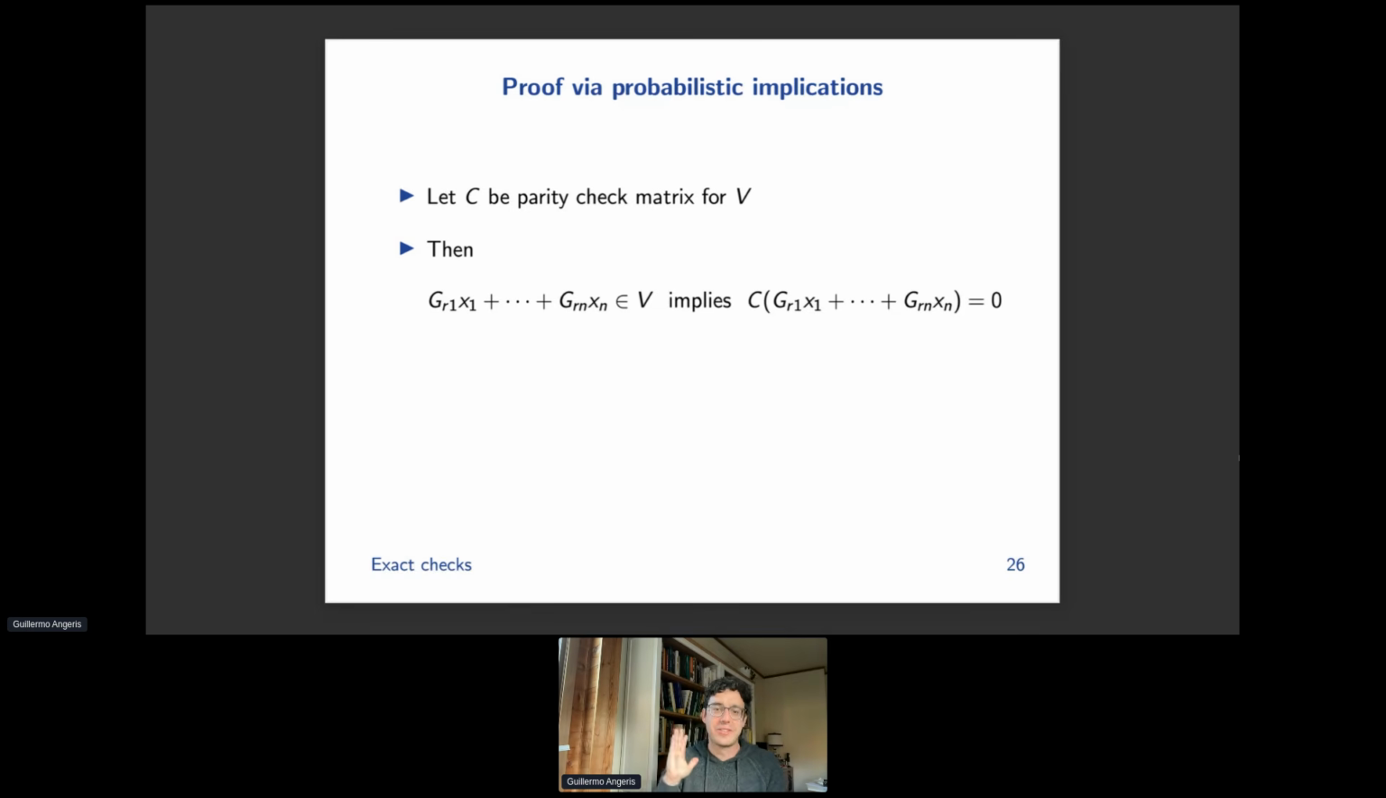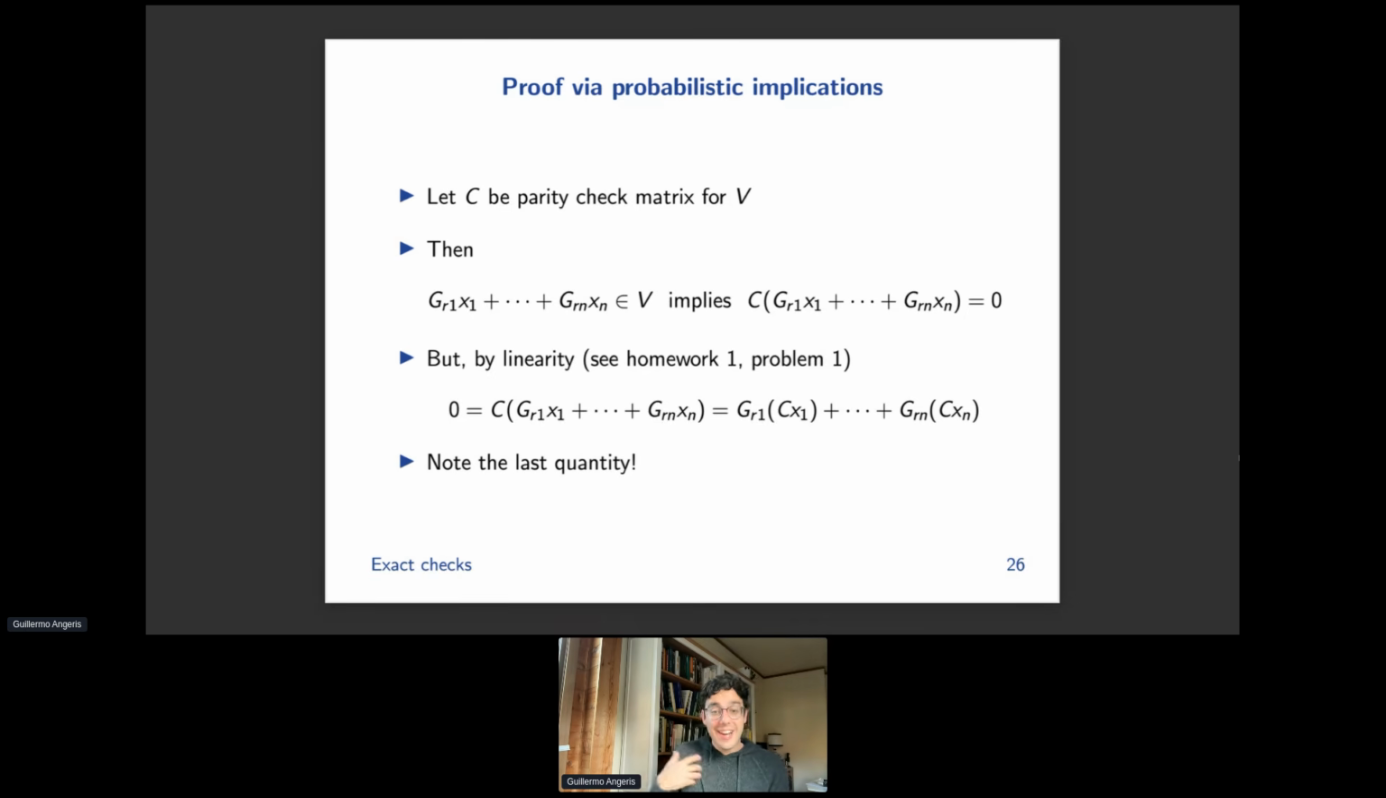If you don't recall what that is, you should take a look at the homework and or the paper. So then what happens? We have assumed that our check succeeds. In other words, that G of R1 times X1, the linear combination of the columns of X, is indeed in V with this randomly drawn row R. If that's in V, then by definition of a parity check matrix, C times that whole vector must be equal to 0, because a vector is in V if and only if C times that vector is equal to 0.